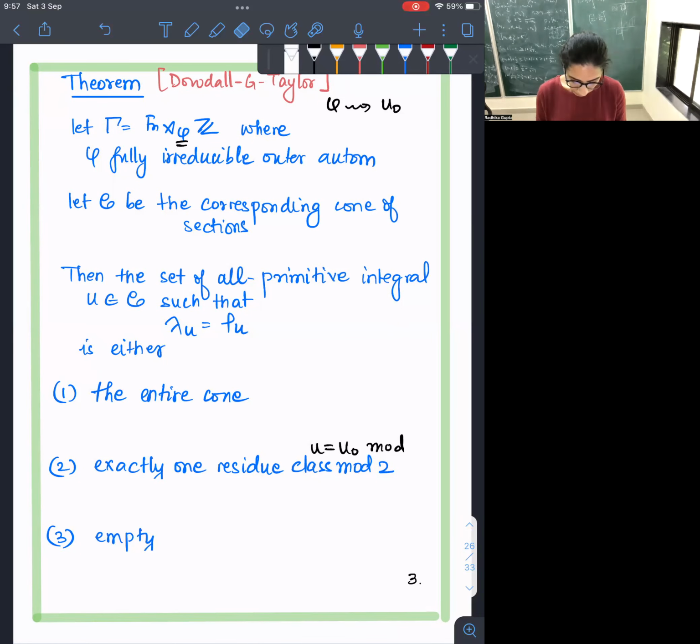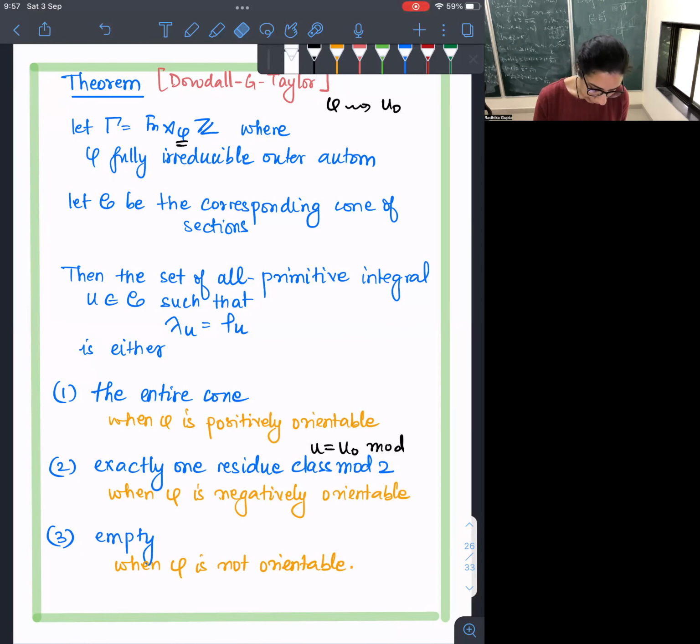When do these cases arise? The entire cone has stretch factor symmetry when phi, my starting automorphism, is positively orientable, which means it has a positively orientable graph map representative. When that happens, this is analogous to the foliation being orientable. Then the entire cone has stretch factor symmetry, so every integral point has the symmetry.